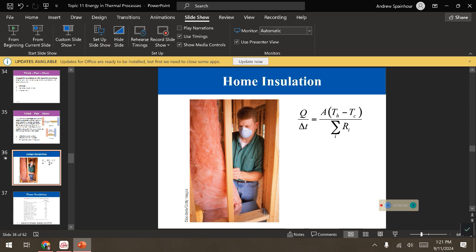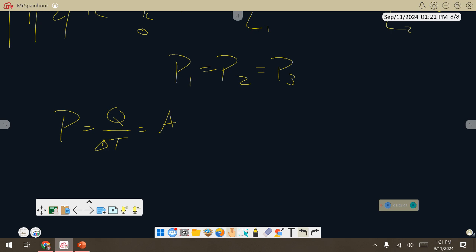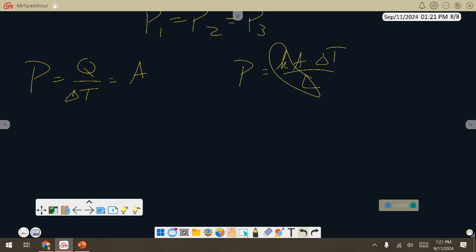Well, what is the sum of R? In all actuality, take the previous equation. Power is equal to K times area times delta T over L, and think about what variables would change in this case. I can have a larger length or a larger thickness of insulation, or I could change the type of insulation, but I'm probably not going to be able to change the area of my house in that moment. And I'm sadly not going to be able to change how much delta T there is.